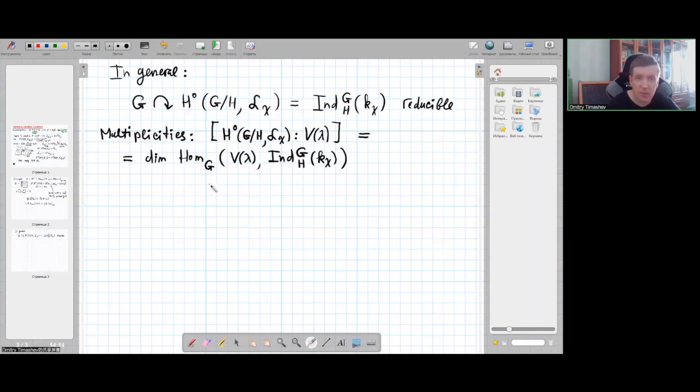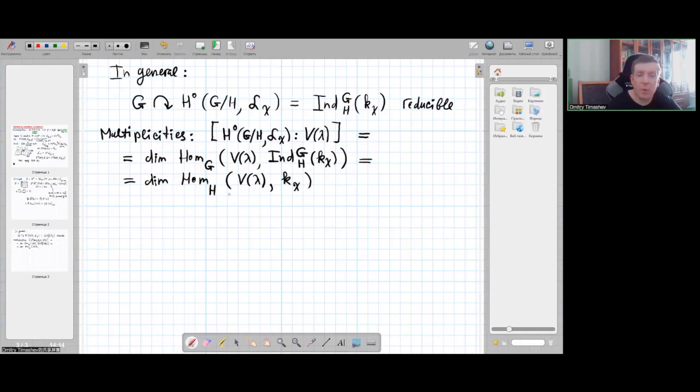And now this dimension can be computed using Frobenius reciprocity, of course. This is just the same as the dimension of the space of H module homomorphisms from V of lambda, the same V of lambda, but now considered as an H module, to this one-dimensional H module K sub chi given by the character chi.